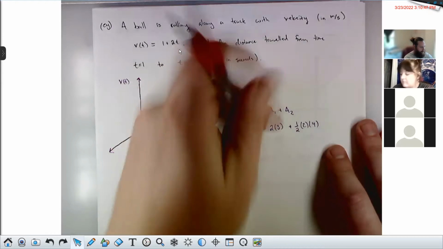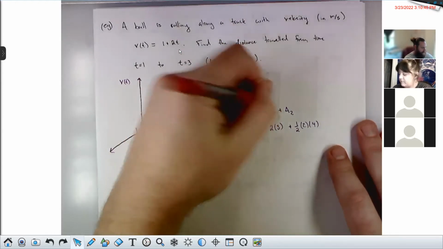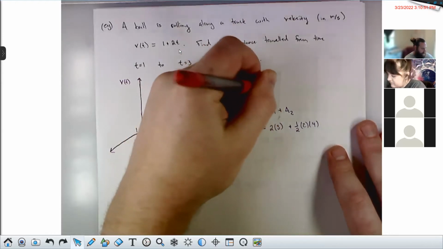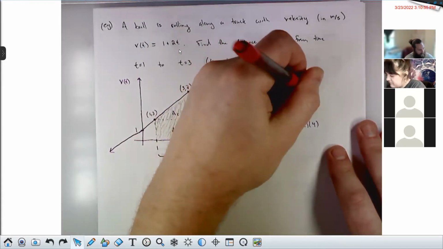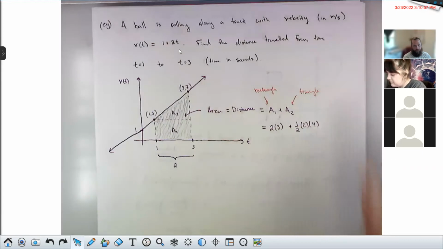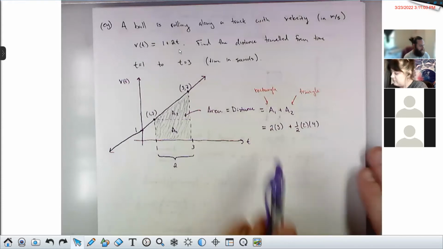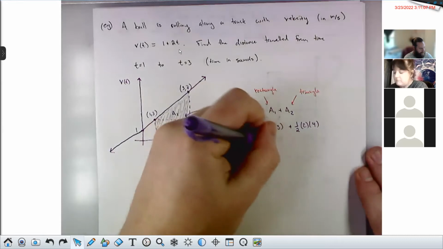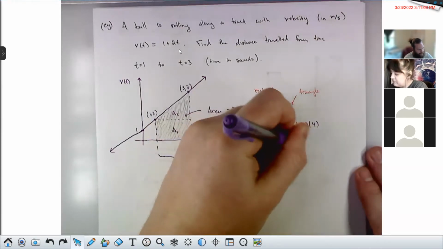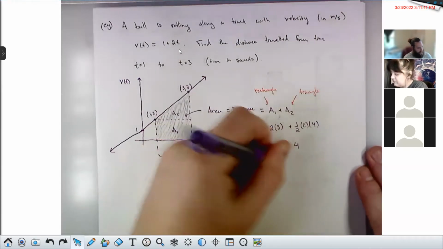Just using the fact that this is a rectangle, and the fact that this is a triangle, and the well-known formulas for the areas of rectangles and the areas of triangles. So that's 6 plus 4, which is 10 meters.